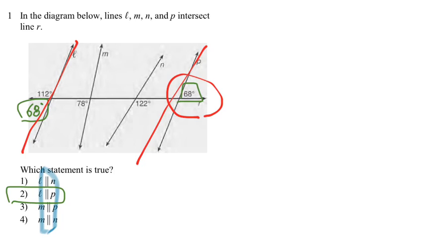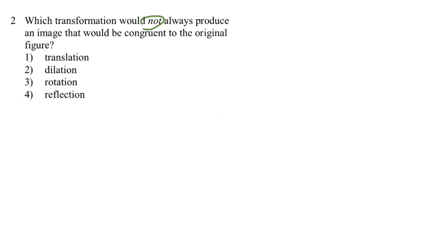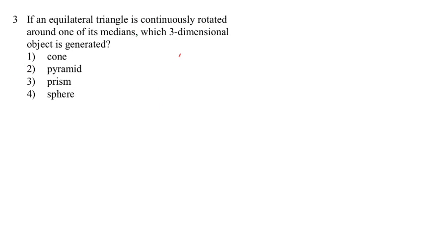All right, let's continue here. Which transformation will not always produce an image that is congruent? Not congruent, that means it has to be dilation, because dilation makes the image bigger or smaller. Yes, it can be the same size as well if its factor is 1 or -1, but it may not produce images that are congruent. Alright, let's move on to number 3.